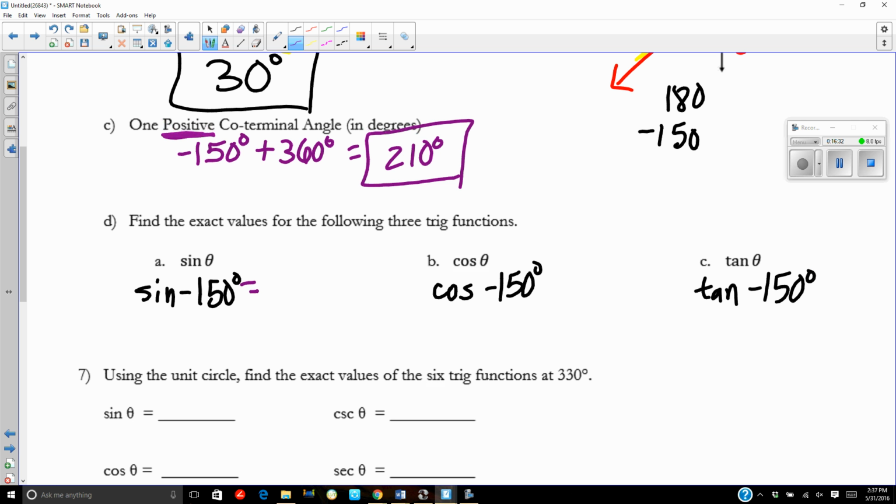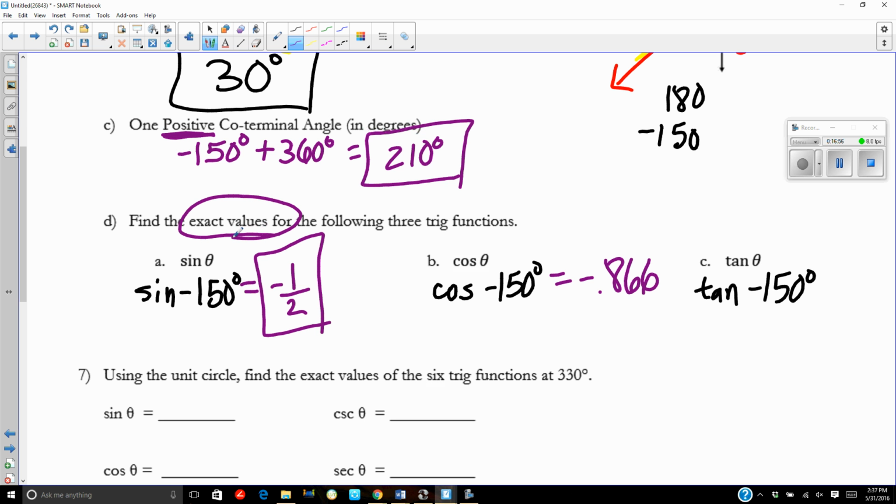We want exact answers, so we want fractions. The sine of negative 150, of course, technically you could get away with writing negative 0.5 as your answer, but negative 1/2 is the sine of negative 150. Got that just by typing it in my calculator. Cosine of negative 150, you get negative 0.866. That's a rounded answer. We want exact values. That's the key of this problem. They want exact values. So you need to write the equivalent fraction of negative 0.866, which is negative radical 3 over 2.